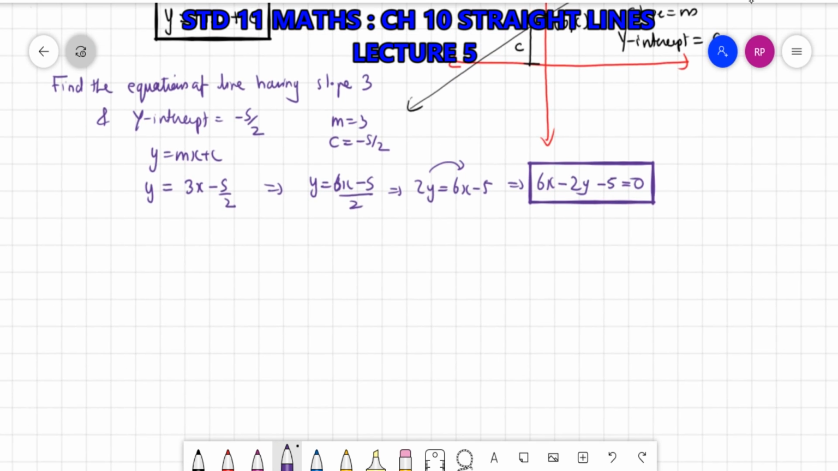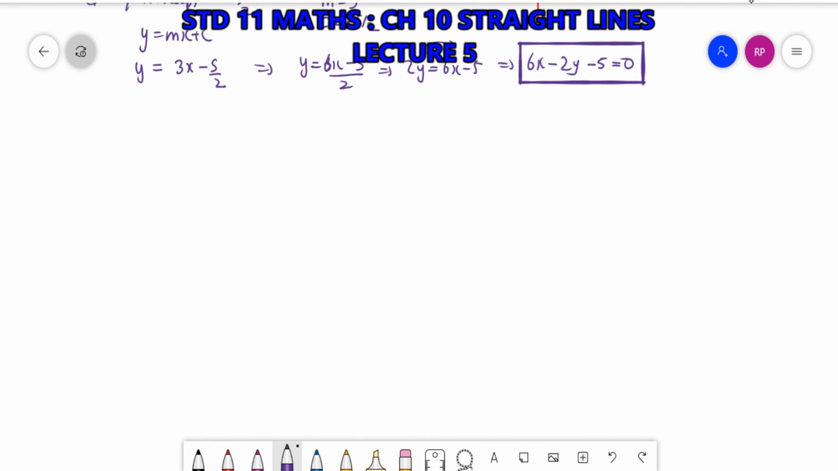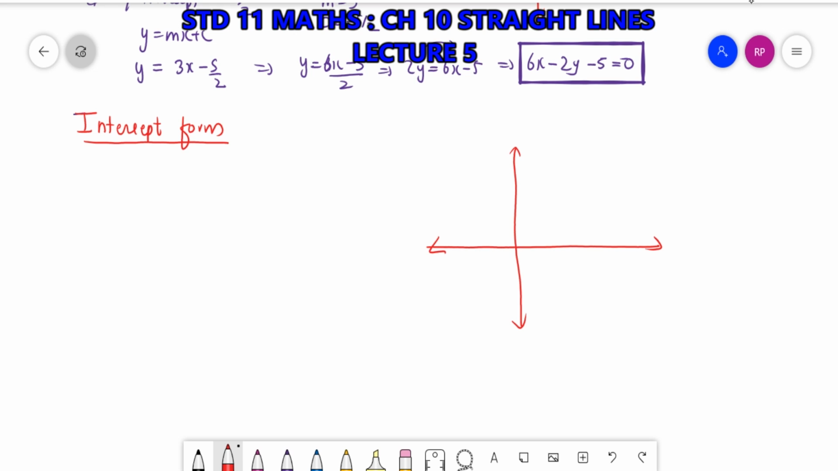Next is intercept form. See, the previous one was slope intercept form, where slope and intercept are given. Now intercept form. In this case, both the x and y intercepts will be given. Let's take this as a line. This point is (a, 0), which means the x-intercept is equal to a. And the other point (0, b) means the y-intercept is b.